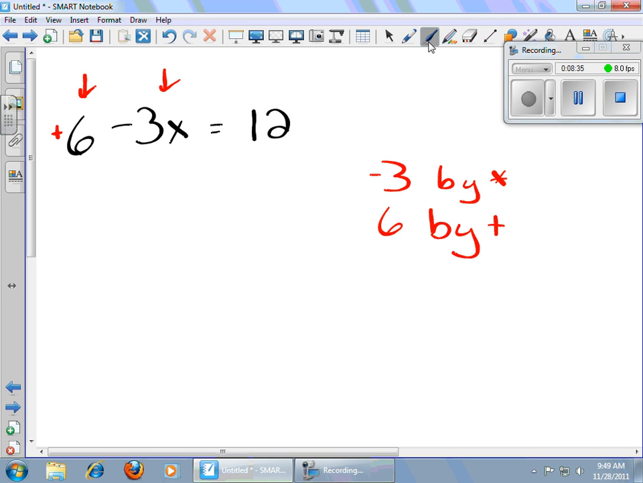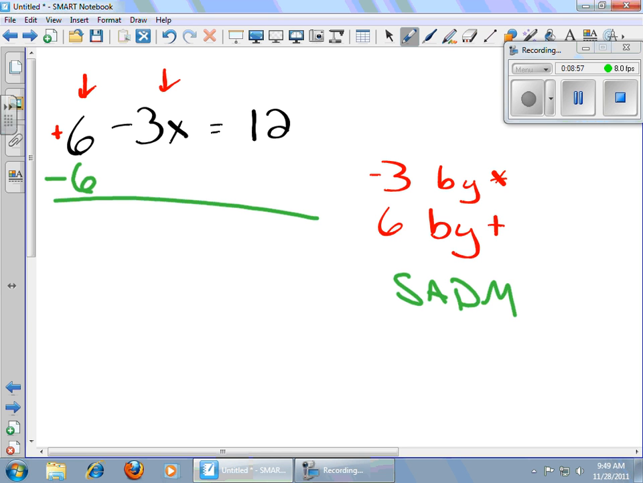So to undo it, I am going to undo my addition first. Why? Because PEMDAS tells me to. I'm going to undo the 6 first. I'm not going to add 6 here because 6 plus 6 doesn't cancel out. 6 plus 6 is 12. I don't want 12. I want the 6 to be gone. I will subtract 6. I will use the opposite sign. But if I subtract 6 from the left-hand side, I have to subtract 6 from the right-hand side.